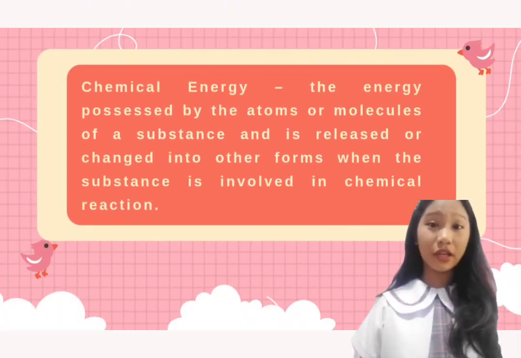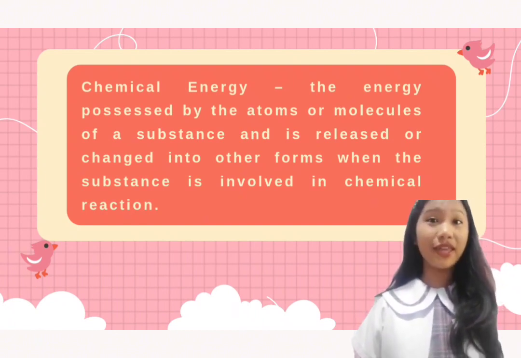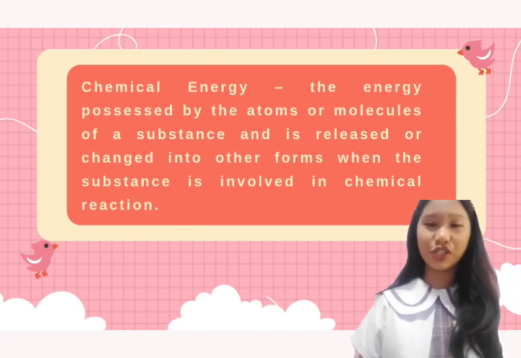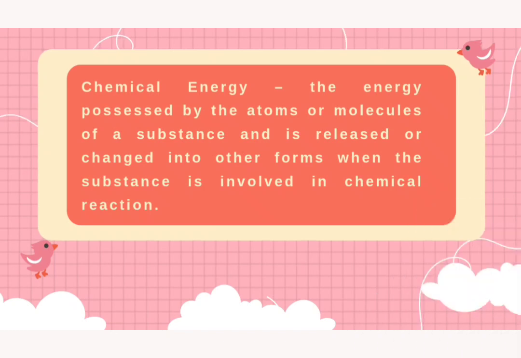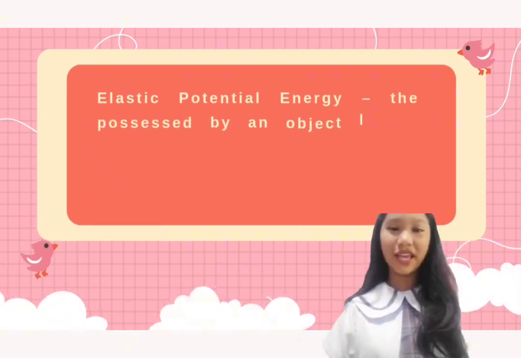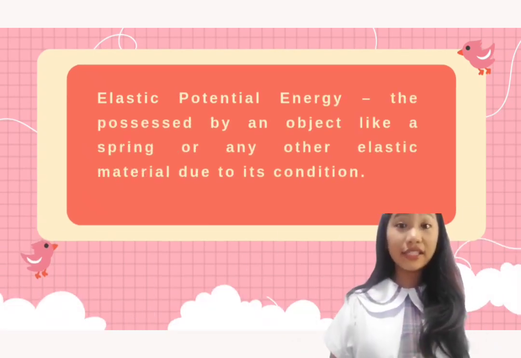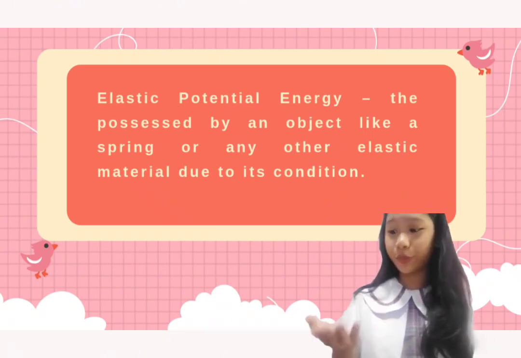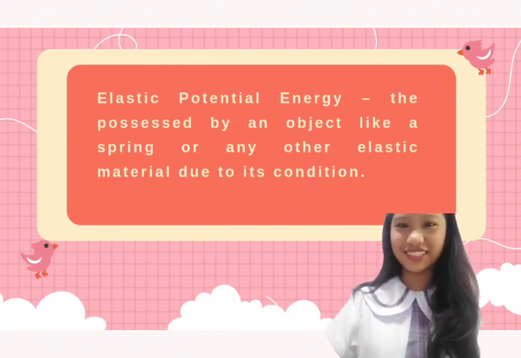Second, chemical energy. Chemical energy is the energy possessed by the atoms or molecules of a substance and is released or changed into other forms when the substance is involved in a chemical reaction. And third, elastic potential energy. Elastic potential energy is energy possessed by an object like a spring or any other elastic material due to its condition.